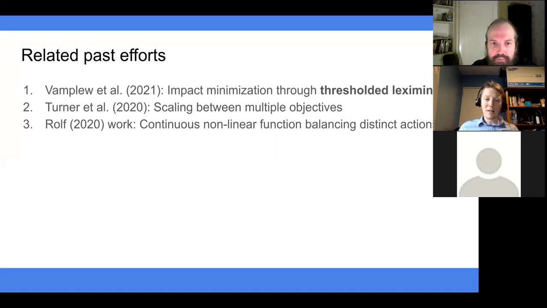Alex Turner has looked at scaling between multi-objectives. They start out with fairly similar values to ours, describing a conservative agency to balance optimizing a primary reward function with preservation of the ability to optimize auxiliary reward functions. But they looked at learning approaches for scaling between different objectives, which seem pretty complementary to what we're doing today.